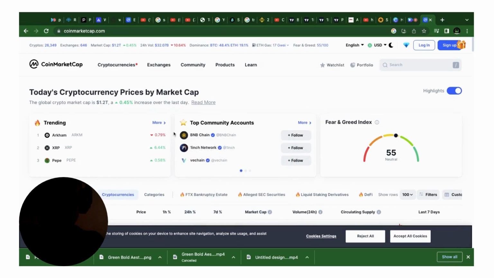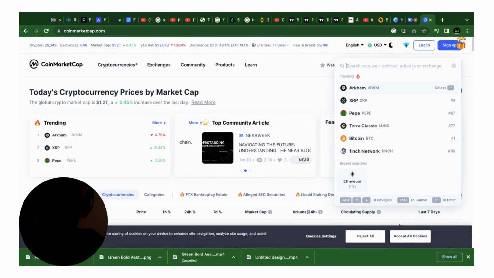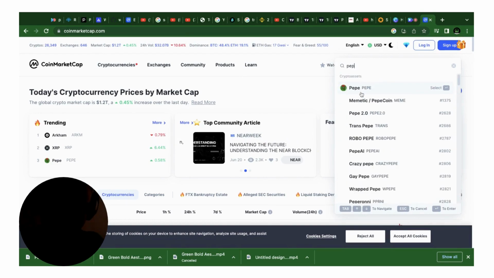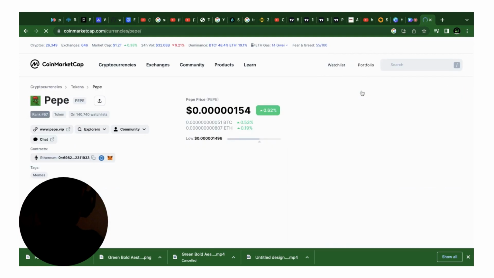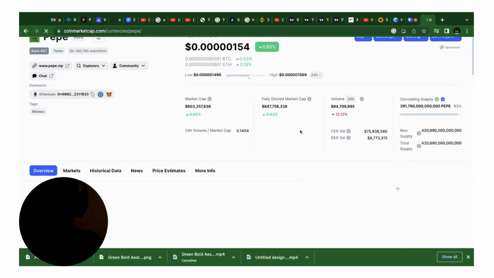So what you have to do when you go to this site is input the particular token or cryptocurrency you want to analyze. Let's say we want to look at a particular coin called Pepe. This is Pepe here. You click on it. When you click on Pepe, as you can see, this is Pepe.